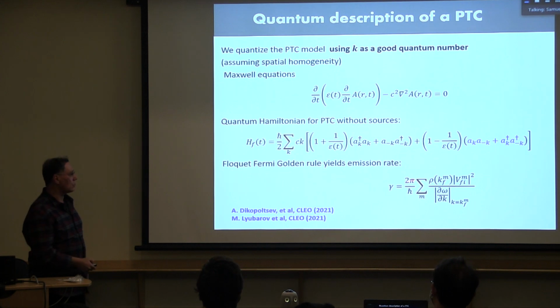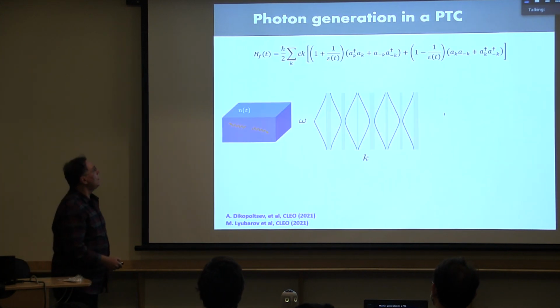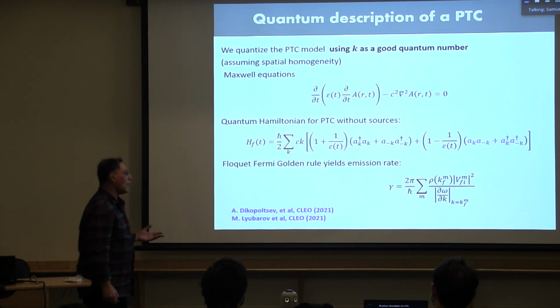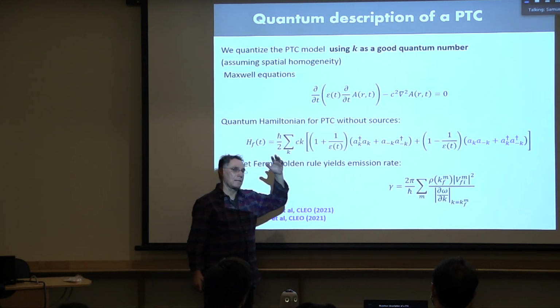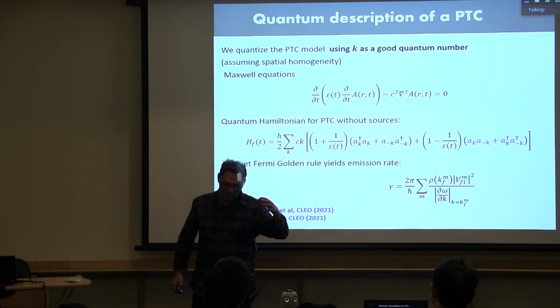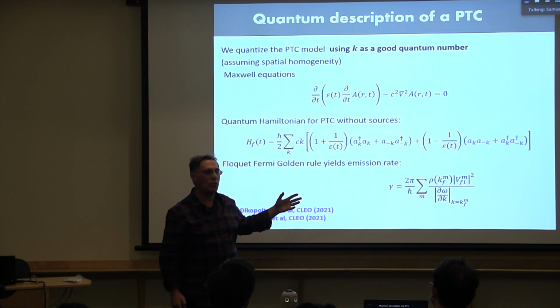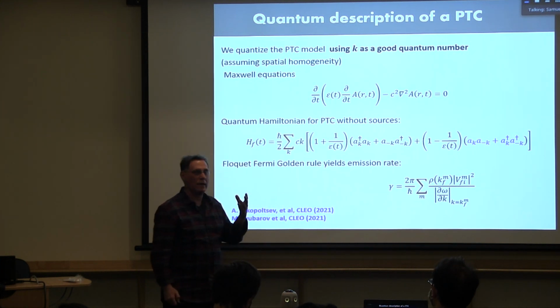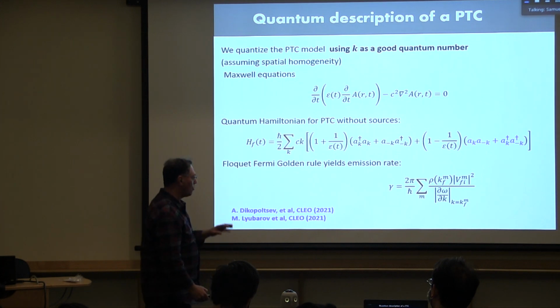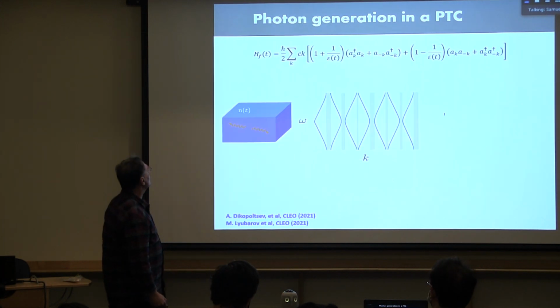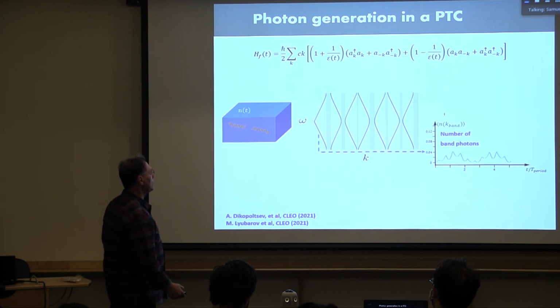Another thing is that, given this, we can actually calculate the Fermi golden rule. Which means it will tell us, given that you have an atom in an excited state, what is the rate of radiation? What is the rate of decay of that atom? So I will tell you parts of that. Okay, so first of all, let's talk about photon generation in a PTC like this.